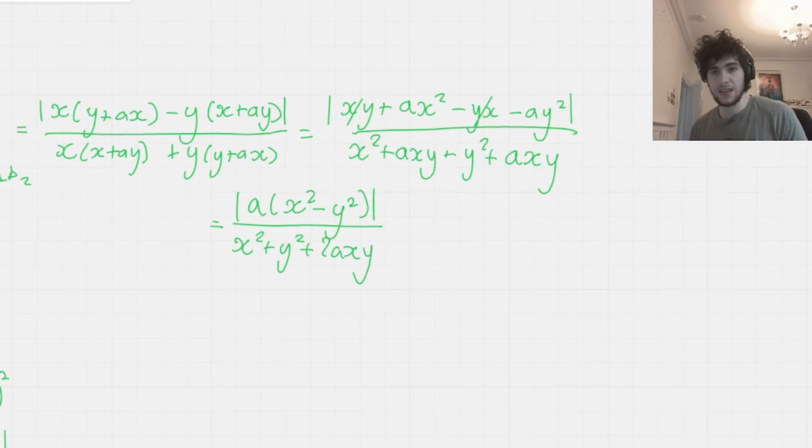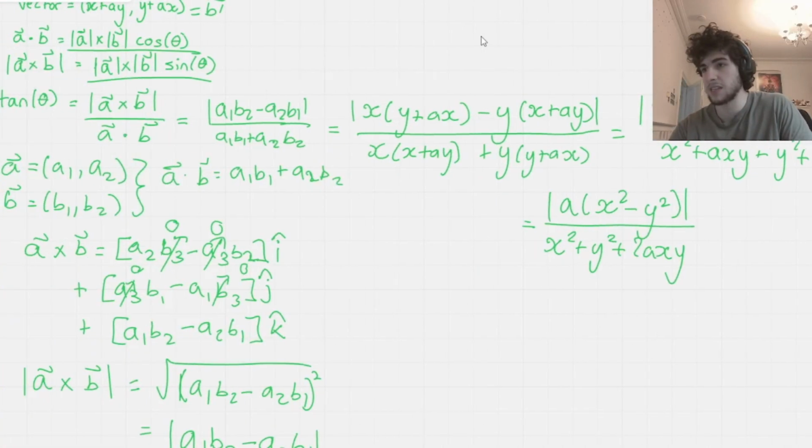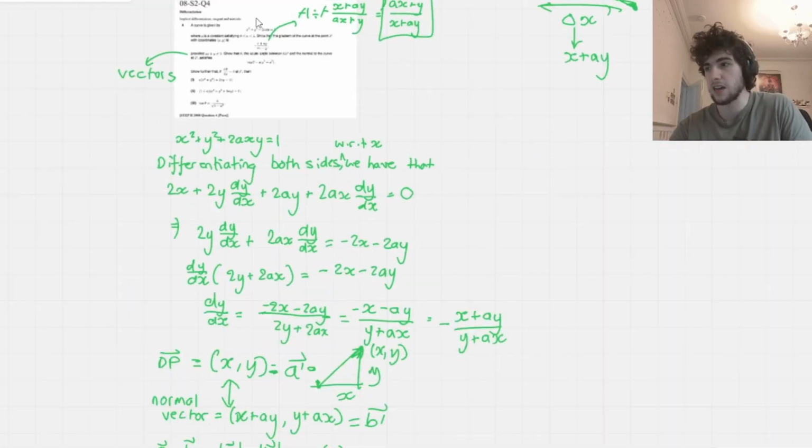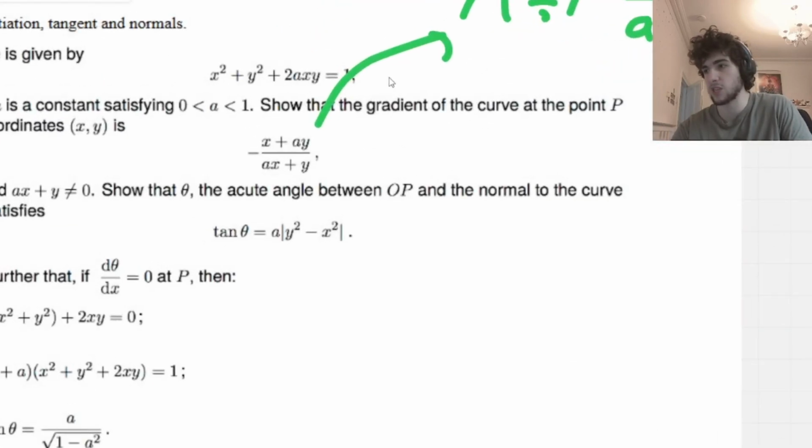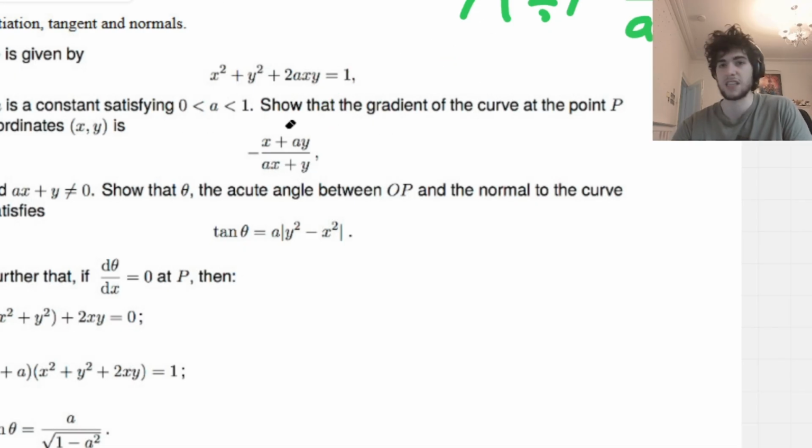Well, clearly the equation of our curve, the implicitly defined function that we started off with, tells us that x squared plus y squared plus 2axy is equal to 1. That has to be true specifically because we're treating xy as points that lie on this curve, and so the point xy must satisfy this equation.